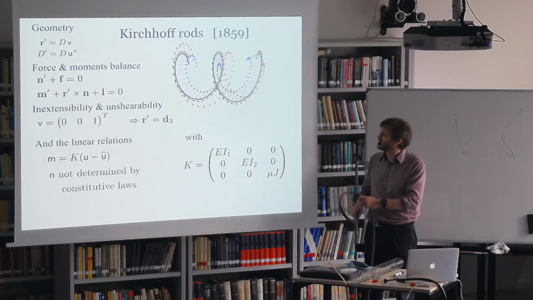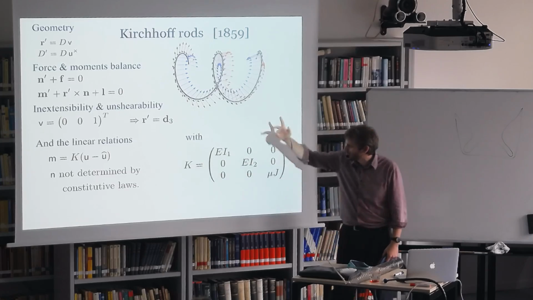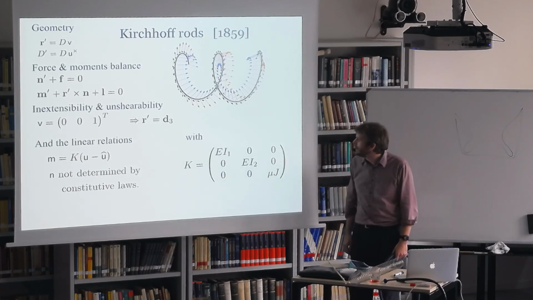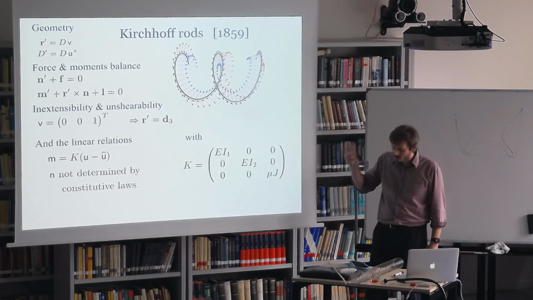So U minus U hat is a strain, and you get to the moment by, if you put yourself in the principal directions, you get to the moment by using this matrix K, where you have the Young modulus that appears and moments of inertia. So this was Kirchhoff's theory.